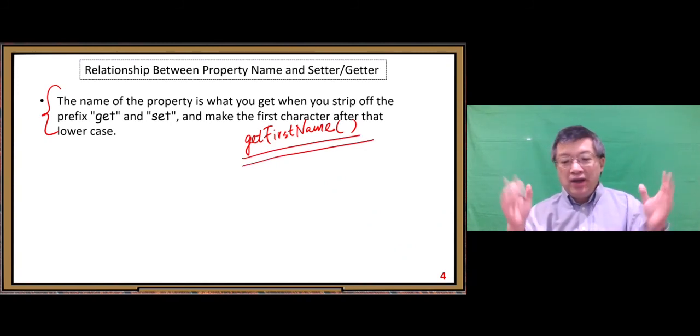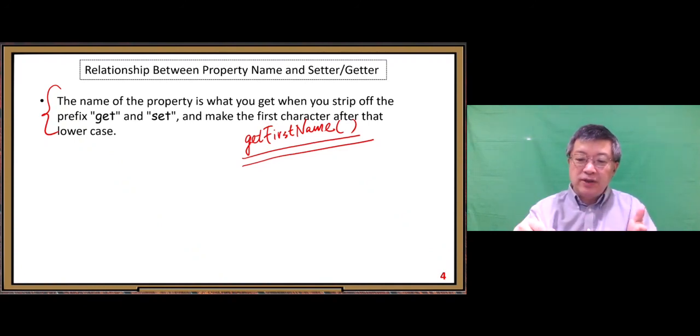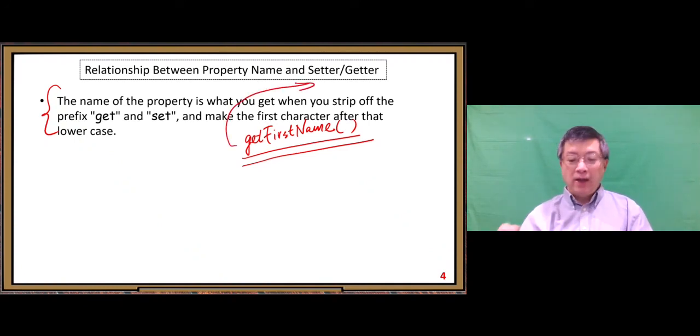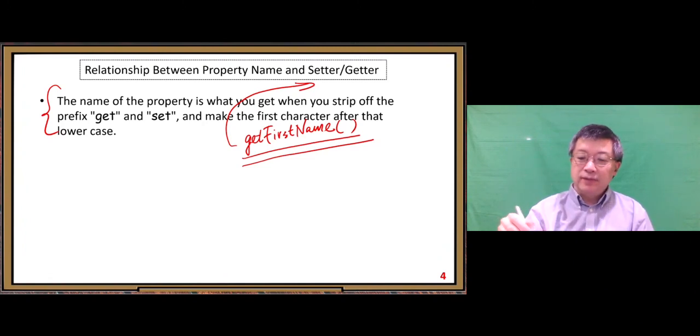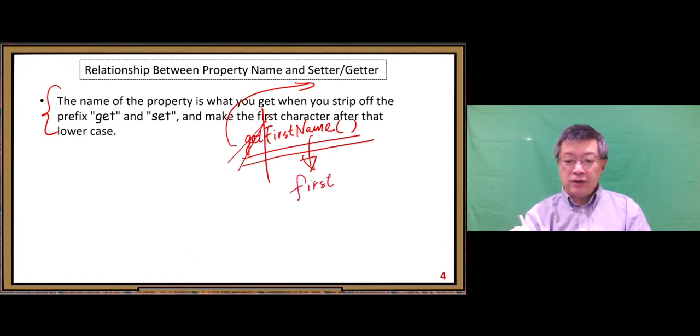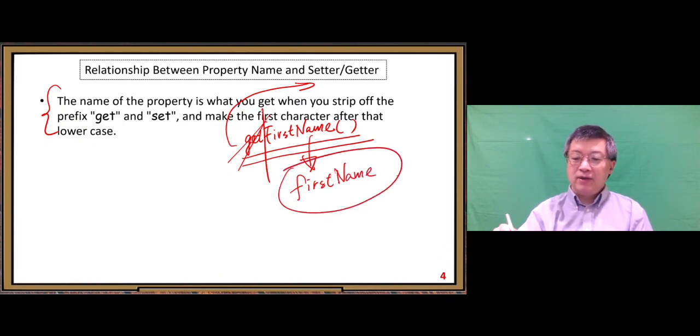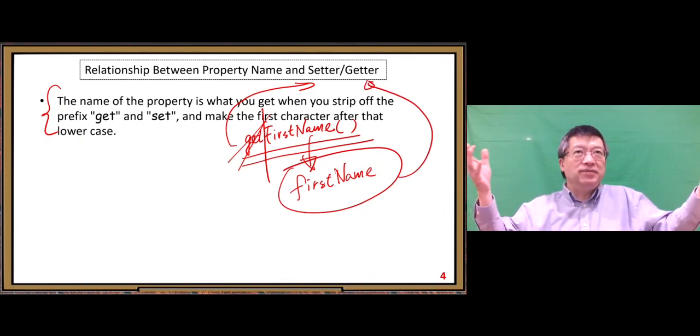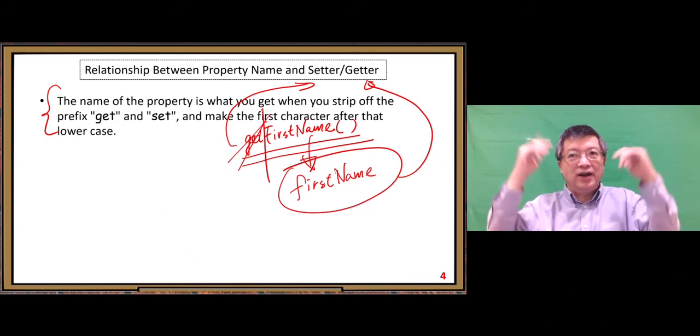What is the property name inferred from this getter? How to get it? So you strip off get. Get is gone. FirstName remains, but you make the first character lowercase. So the property name should be firstName. That's the property name, inferred from getter. Setter similarly.